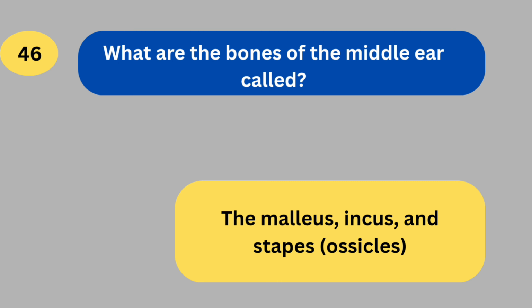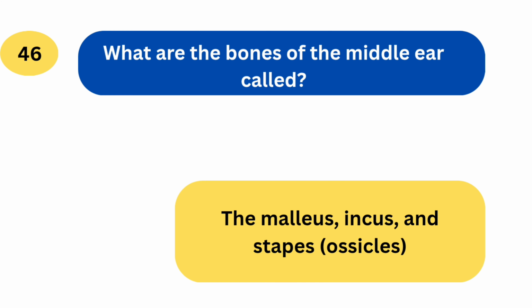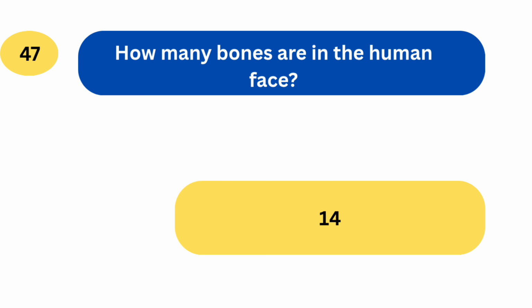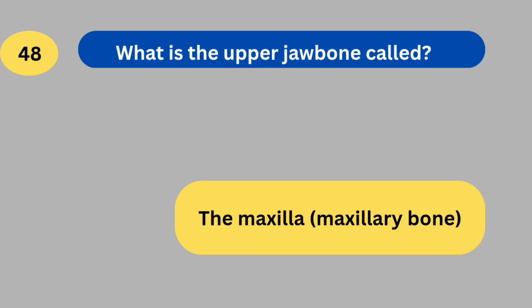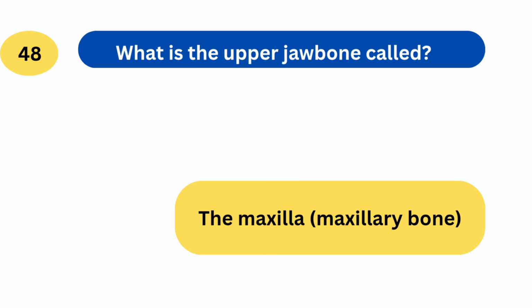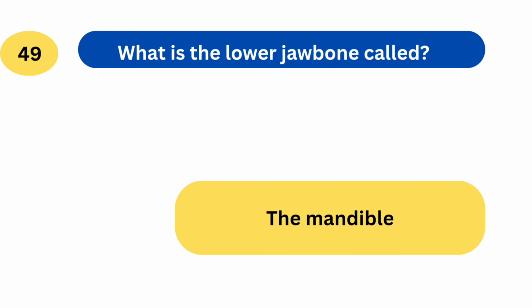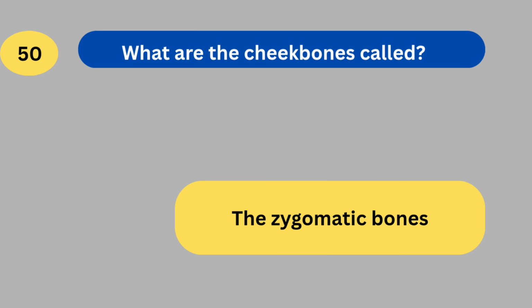Next question. What are the bones of the middle ear called? Answer: the malleus, incus, and stapes, ossicles. Next question. How many bones are in the human face? Answer: 14. Question. What is the upper jawbone called? Answer: the maxilla or maxillary bone. Next question. What is the lower jawbone called? Answer: the mandible.